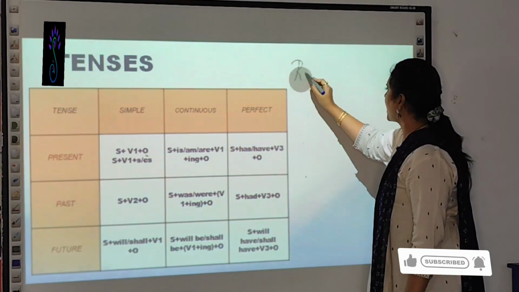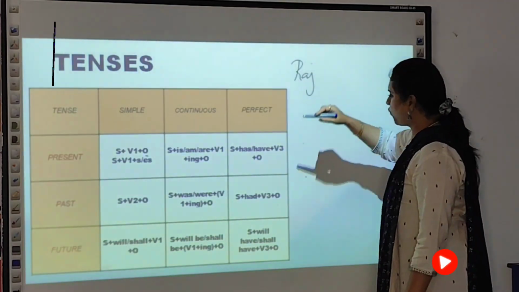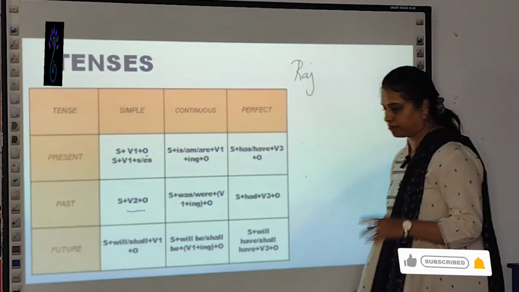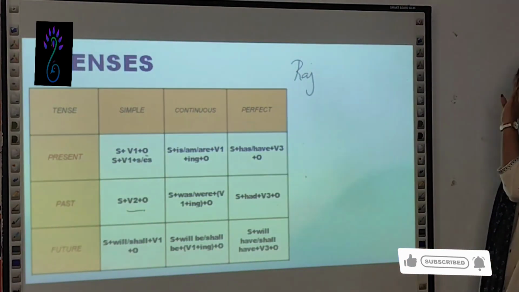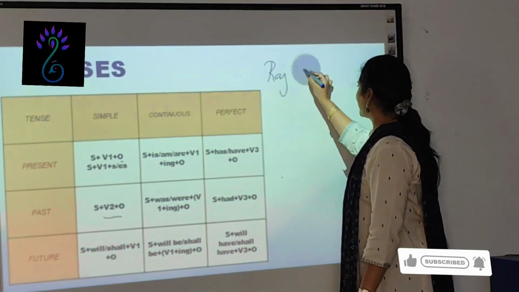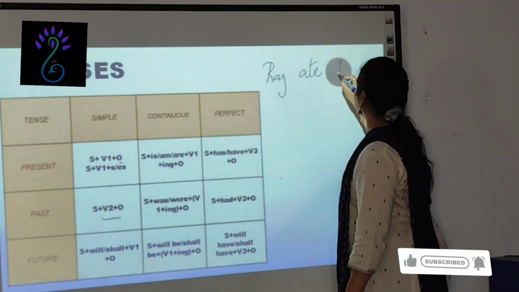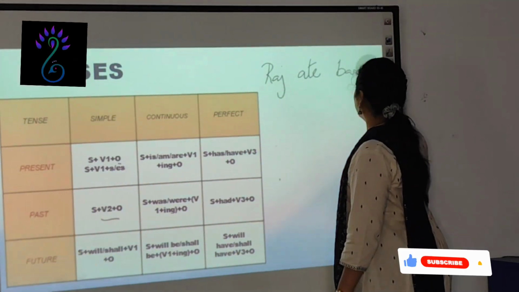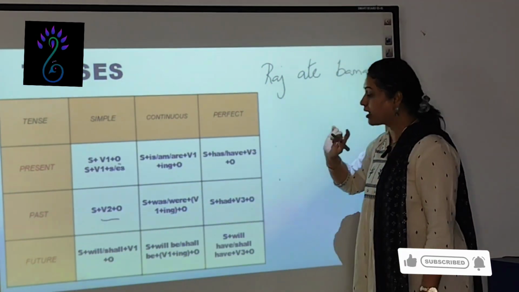Subject Raj, V2 form. Now you should take V2 form. First I told you, V1, V2, V3. What is the V2 form of eat? It is ate. Raj ate banana. Simple past tense. Okay.